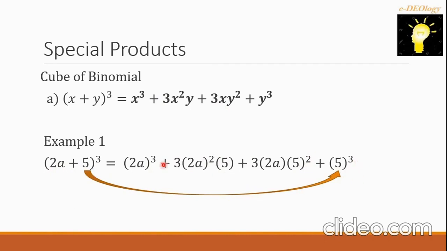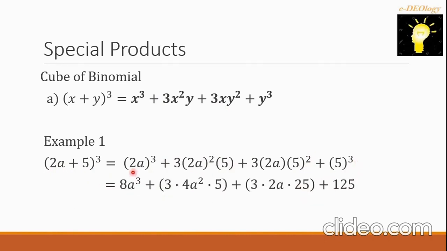And then we'll just simplify the terms. So this 2a raised to 3 will give us 8a cubed. Let us first simplify the 2a squared. We will get this 4a squared. Also the 5 squared in the third term will give us 25. We can simplify the 5 cubed. It will give us the 125.